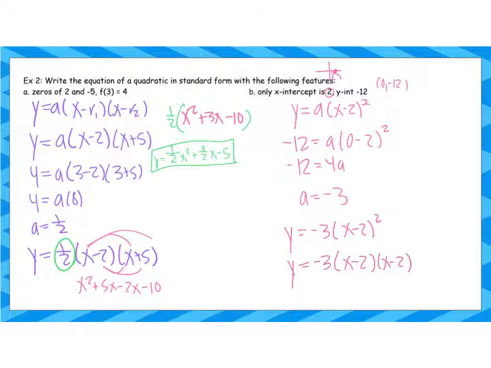But we have to remember, if you see a binomial squared, you cannot just distribute that square to both those terms. It's not going to give you the same thing. Because when I actually FOIL this out, I'll get x squared minus 4x plus 4. Then I can go ahead and distribute that negative 3, which would give me my final answer of negative 3x squared plus 12x minus 12.